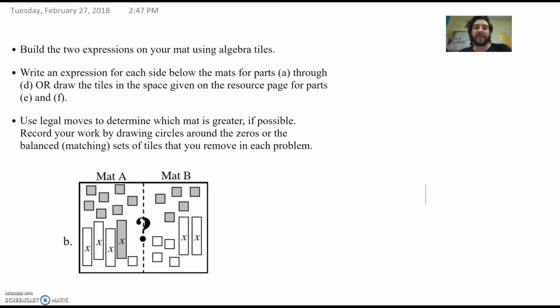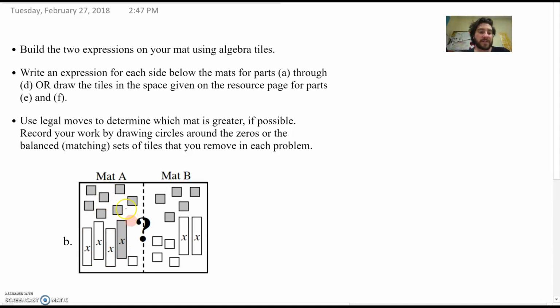Hello, everybody. So we are going to compare expressions using algebra tiles and algebra mats. This is from Course 2 from CPM, and I just wanted to give you an example of how this might look. This was just classwork problems that we were doing. This particular problem said to build the two expressions on your mats using the algebra tiles. So they're going to want us to build this using algebra tiles, and then write the expression for each side.